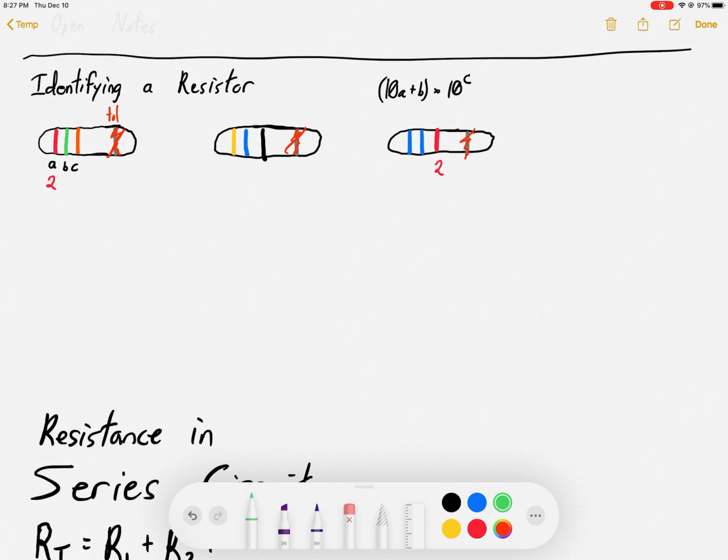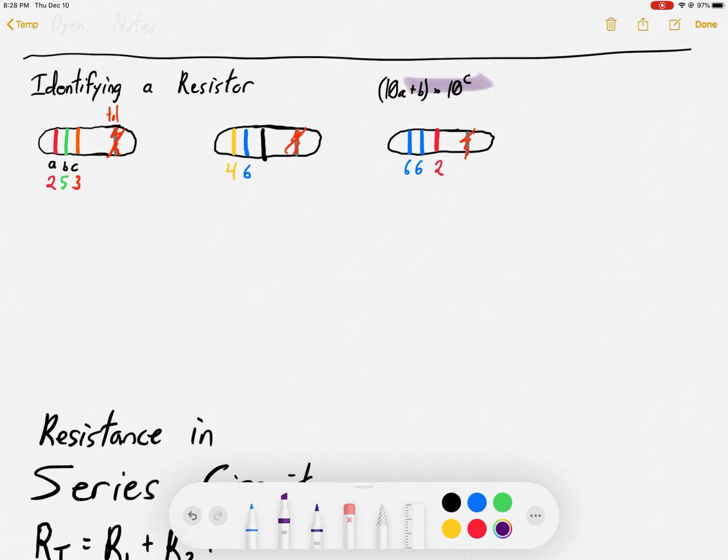The green is a 5. The green is a 5, and the orange is a 3. Yellow is a 4, and blue is a 6. Okay. Now, if you follow these kind of as is, first I'm going to show you how to work using this equation here, and then we're gonna build up from there.